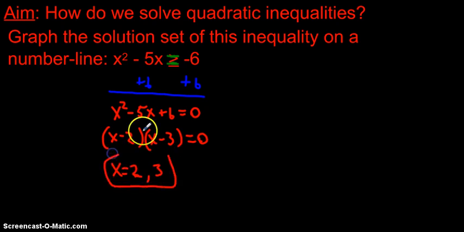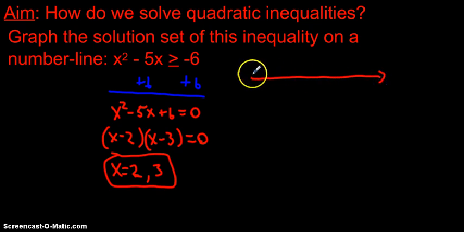But this is not an equation, this is an inequality. So let me erase this, and we'll try and figure out how to graph this. These points are actually critical values. They're referred to as critical values, the values where things change that we're going to use. Since we have an equal to symbol, both of these numbers are going to have a closed circle.